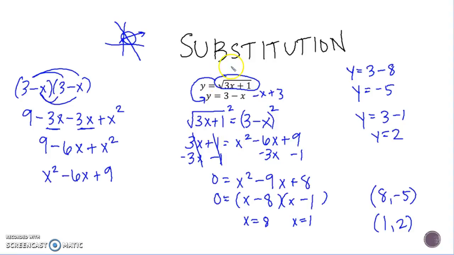Okay, remember, with any type of radical equation, you've always got to look for an extraneous solution. So if I plug both of these back in, if I plug in 8, negative 5, 3 times 8 is 24, plus 1 is 25. The square root of 25 is positive 5, not negative 5. So this one doesn't work. If I plug in the 1, 2, 3 times 1 is 3, plus 1 is 4, square root is 2. So my answer is actually just 1, 2.